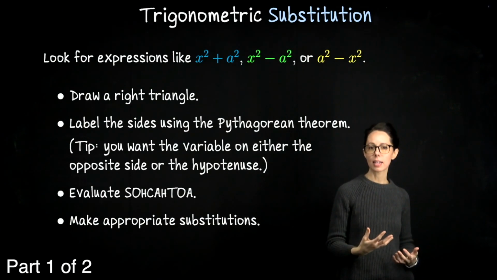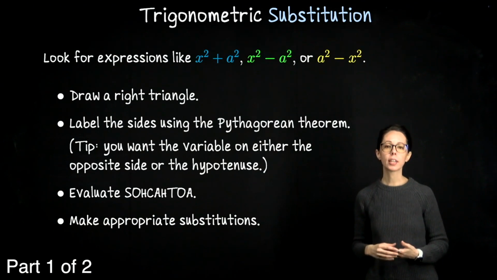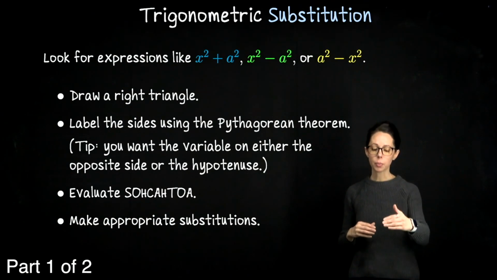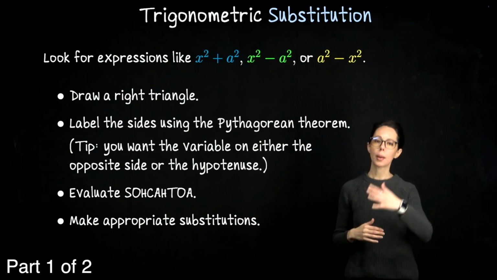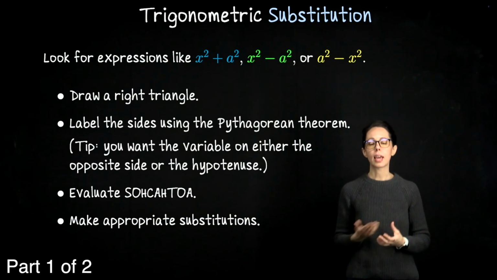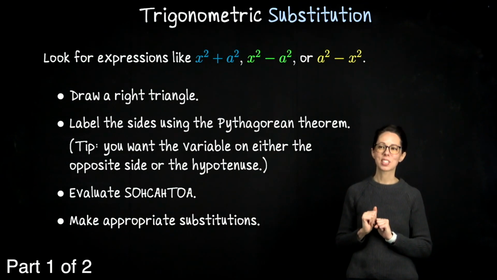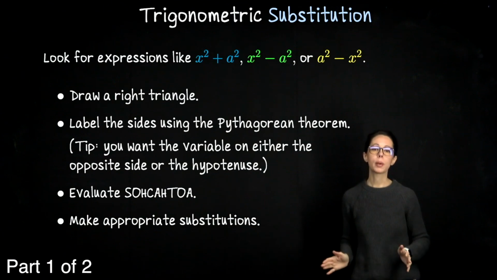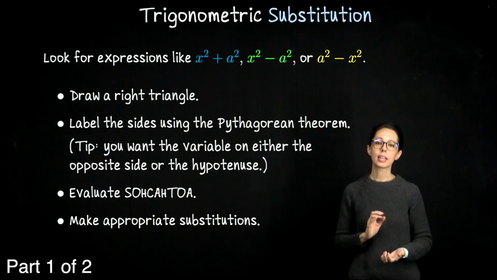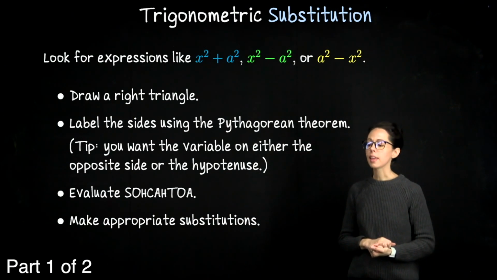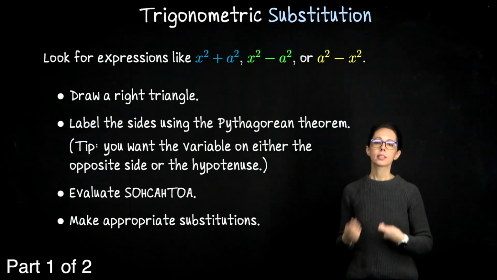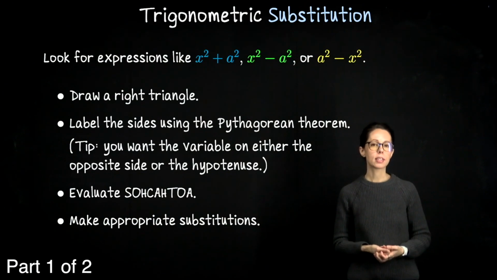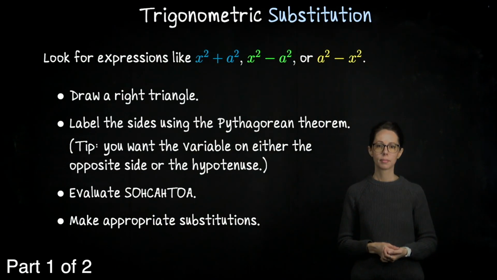Typically, one of the sides is going to look like your variable of integration. And what you would like to see is for that variable to appear on what you would call the opposite or hypotenuse relative to the angle theta that we set up. Again, we'll see pictures, so just bear with me for now. Once we've got our right triangle, I like to then just take a moment to write down sine, cosine, and tangent using SOHCAHTOA. And then once we have all of those expressions, we'll start to substitute out terms in our original integrand with new expressions that are going to involve trigonometry.